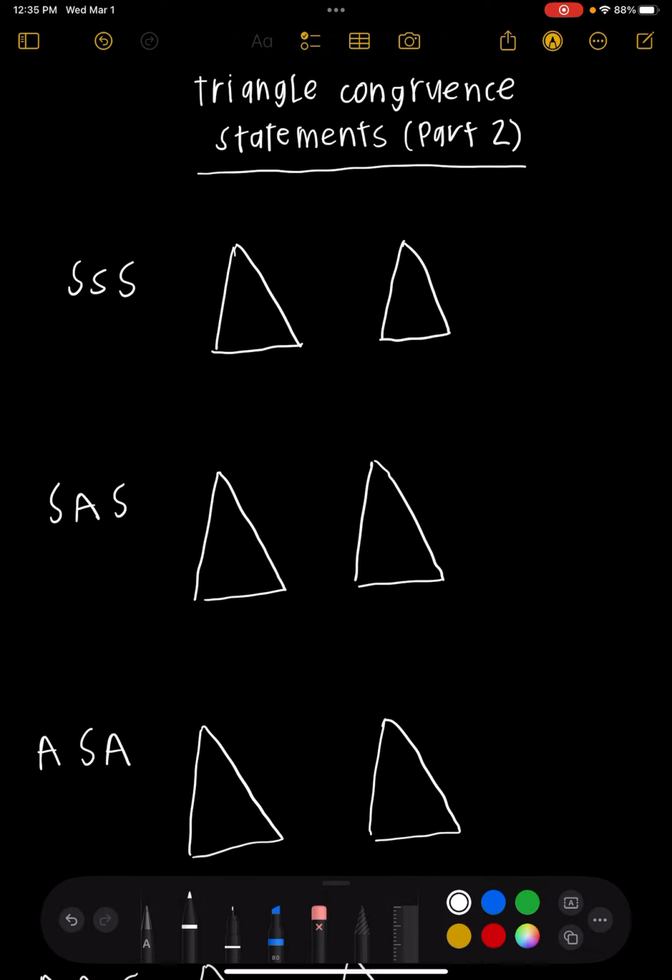So for SSS, which stands for side, side, side, what we need to do is prove that each side has a congruent side on the other triangle. So for example, if I know this side has the one line and this side has the one line, those two are considered congruent to each other. Then let's say we've got 2 green lines over here, those would be congruent to each other. And then let's say I've got 3 red lines, so those are congruent to each other. So when I see a triangle like this, then I know that it's congruent by SSS, or side, side, side, because all 3 sides have congruent other sides on the other triangle.